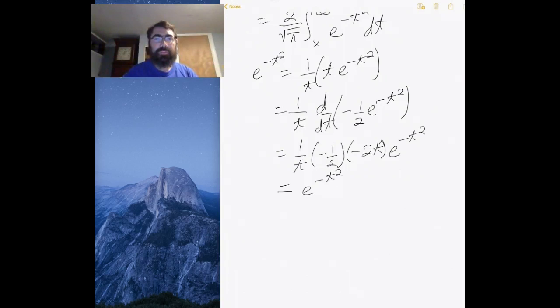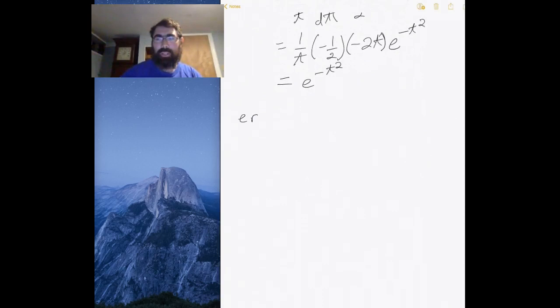So let's put that into the integral. Again, I'm evaluating the complementary error function, which I've already said is 2 over the square root of pi, integral from x to infinity of e to the minus t squared dt.